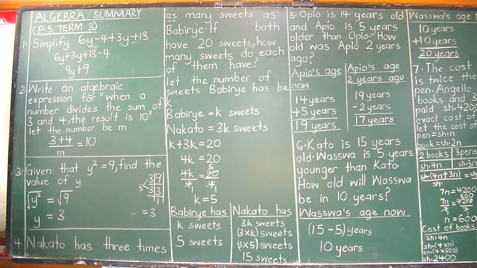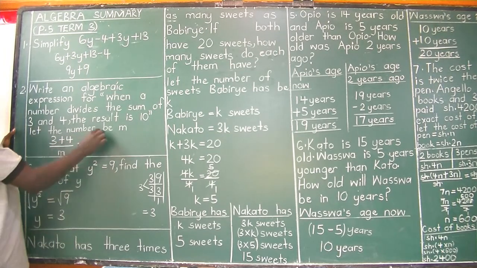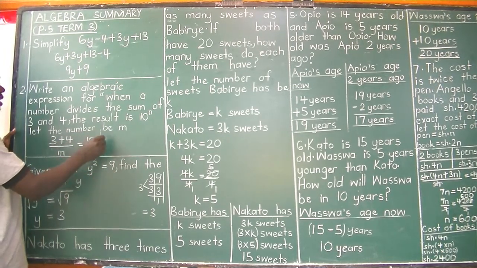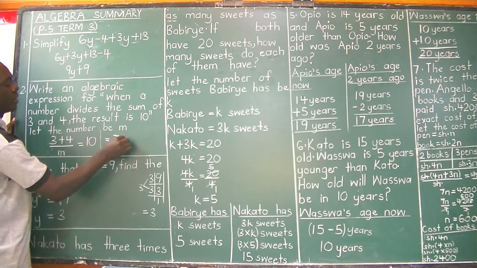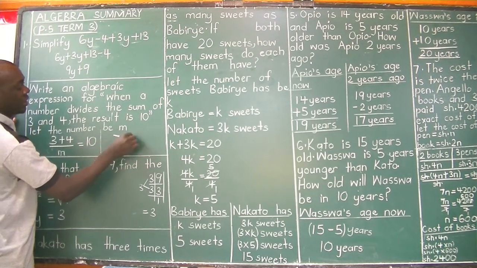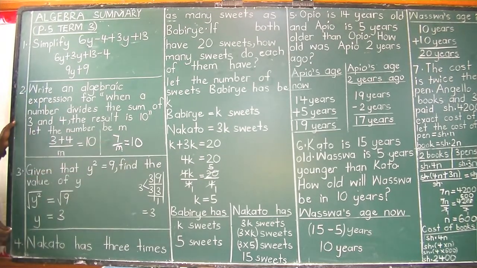So that number is dividing the sum. So that is 3 plus 4. The sum of 3 and 4 out of m, the result is 10. So, which means you continue here and say equals 7 out of m, that's the sum of 3 and 4. The result is 10. So the sum of 3 and 4 is 7. So that number m divides that sum, and the result is 10. So this is the expression: 7 out of m equals 10.